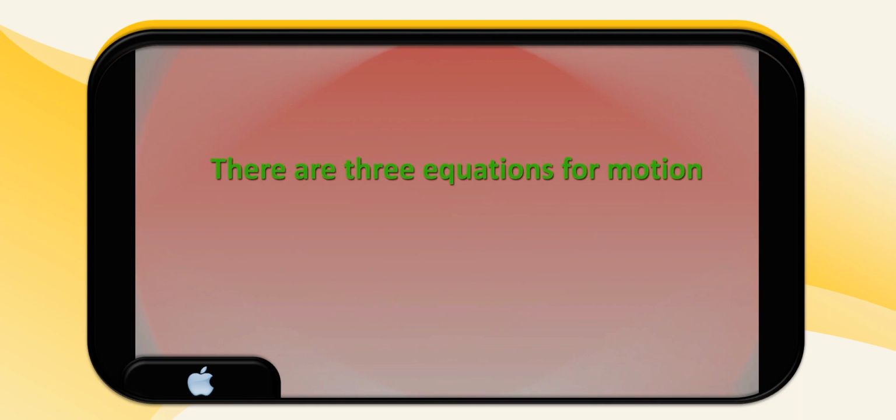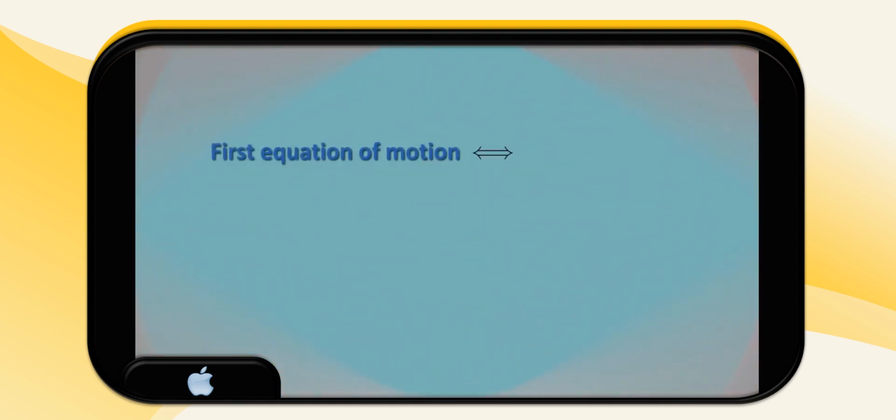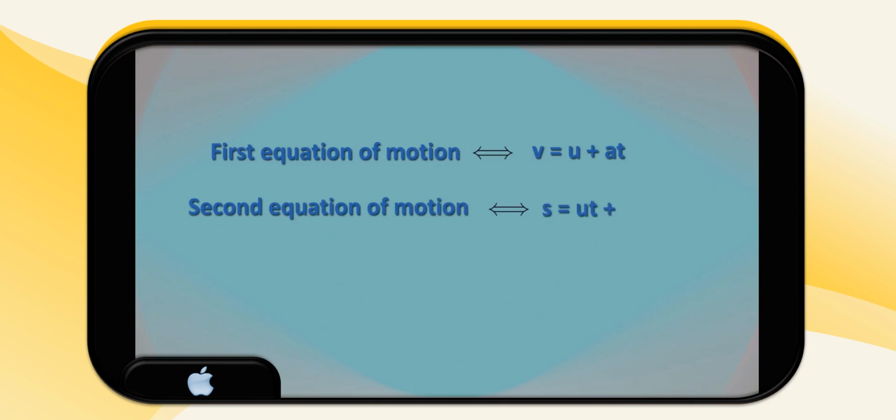There are three equations of motion for bodies which travel with a uniform acceleration. The first equation of motion is given by v = u + at, the second equation of motion is given by s = ut + half at square, and the third equation of motion is v square minus u square is equal to 2as.